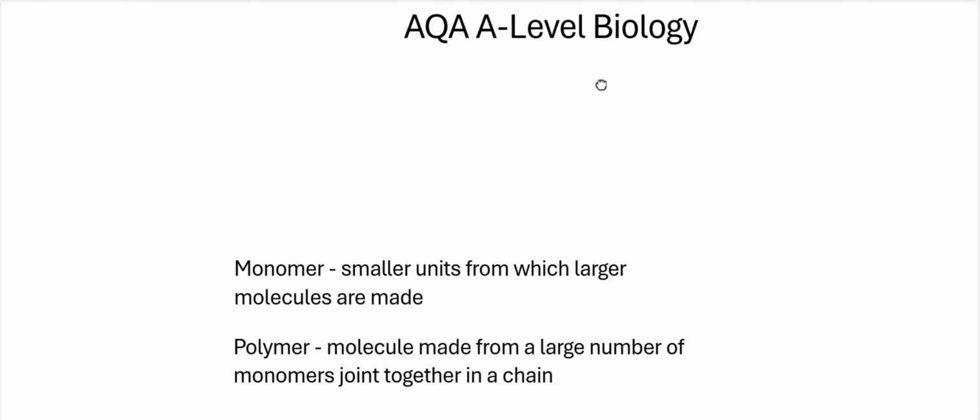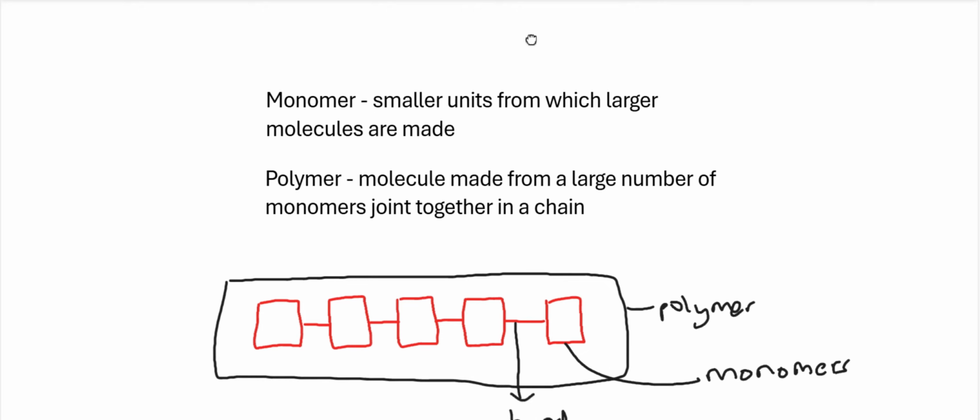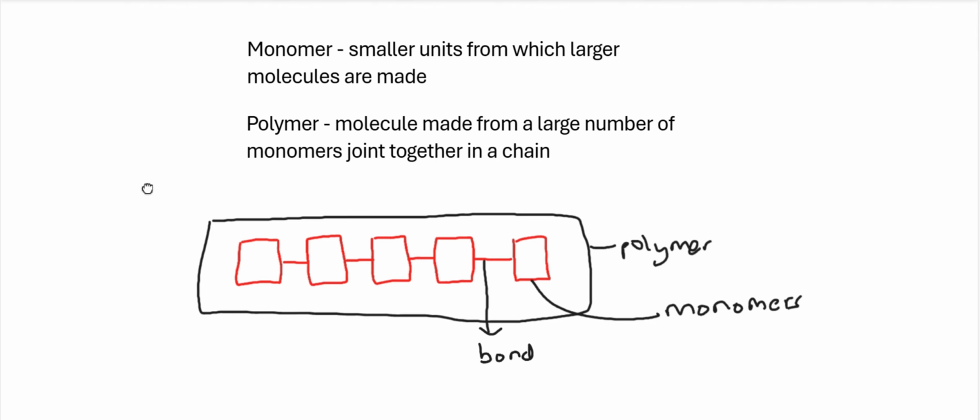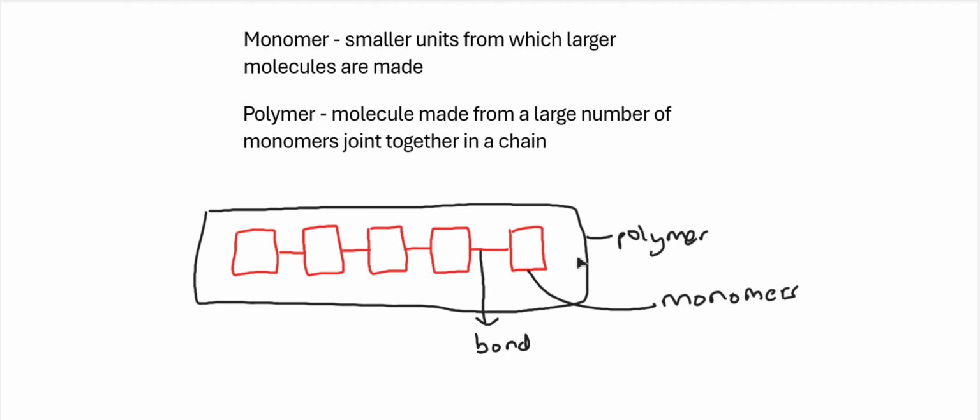Now, the first thing that we want to understand is what are monomers and polymers? Monomers are smaller units from which larger molecules are made. And polymers are molecules made from a large number of monomers joined together in a chain. I've included this rough diagram to showcase these easy to understand definitions in a very digestible way.